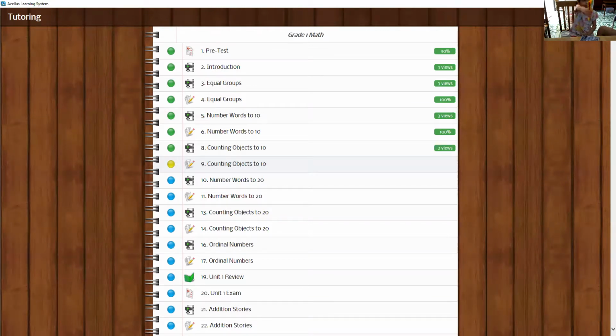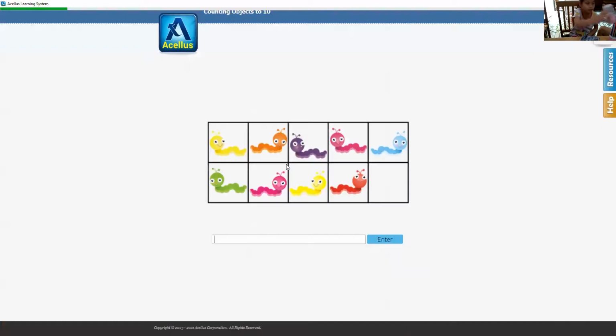I got 10. How many caterpillars are there? Okay, there is 1 and then 2 and then 3. And then I'll count these. 1, 2, 3, 4, 5, 6, 7, 8, 9. There are 9.